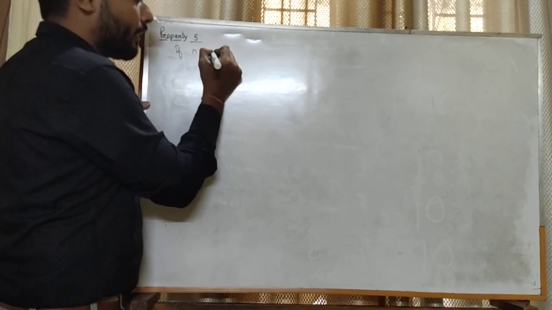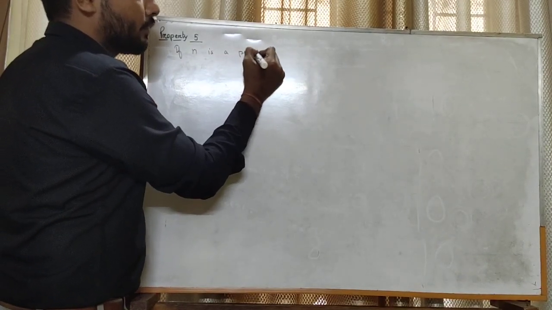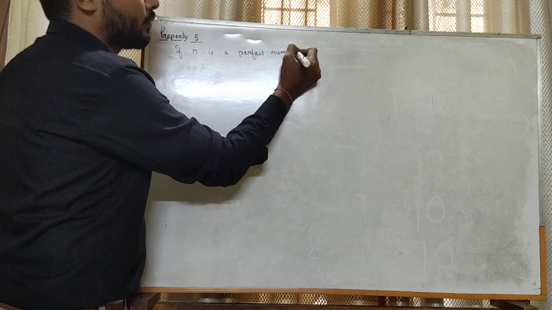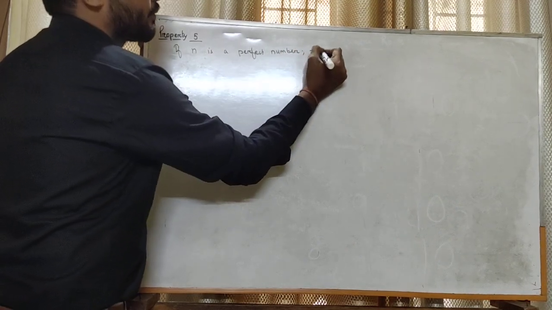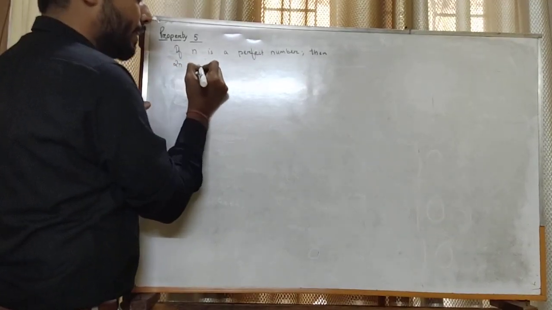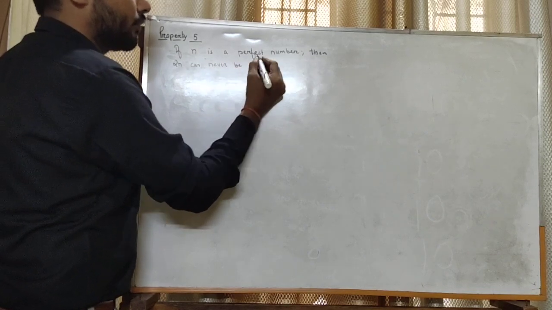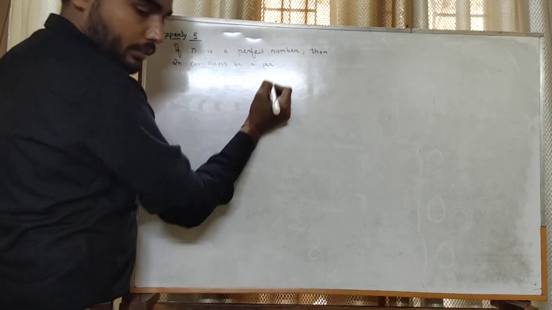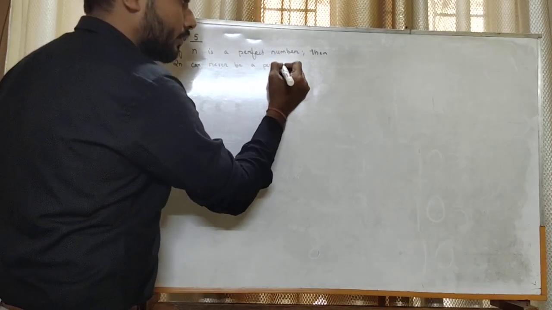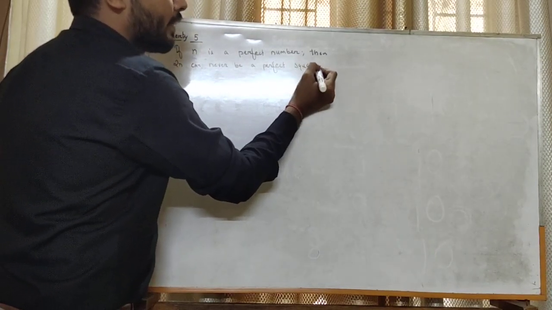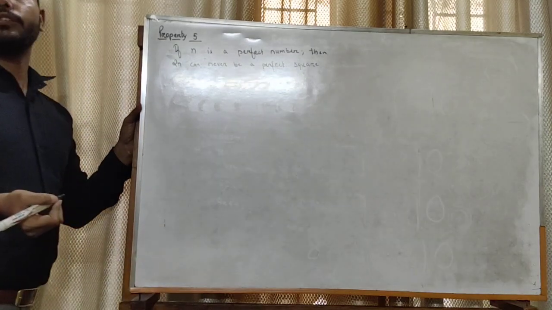So let's see property number 5. If n is a perfect number, then twice n can never be a perfect square. It sounds very critical to read the statement, but it's very easy.